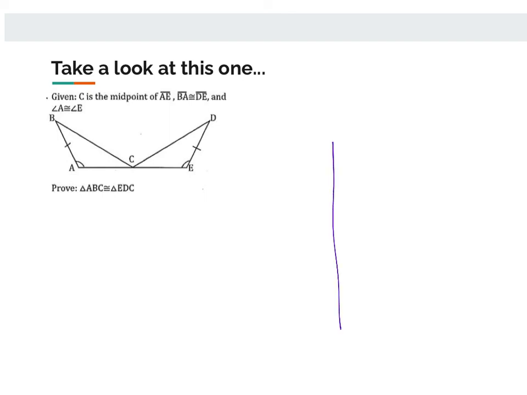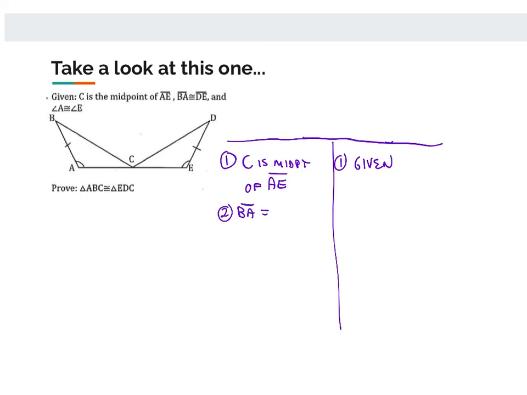So let's set up our proof. I make a bit of a T-chart here, and I start with given statements. C is the midpoint of AE, and that's given. Next given statement, BA is congruent to DE, given. And number 3, angle A is congruent to angle E, given. So they marked off the second one and the third one for me.